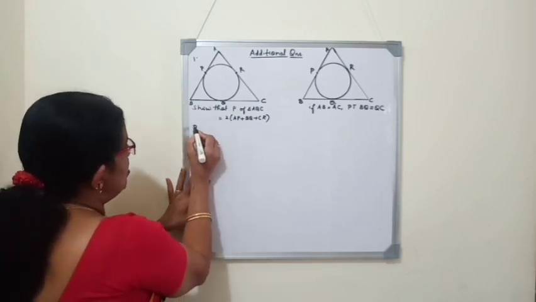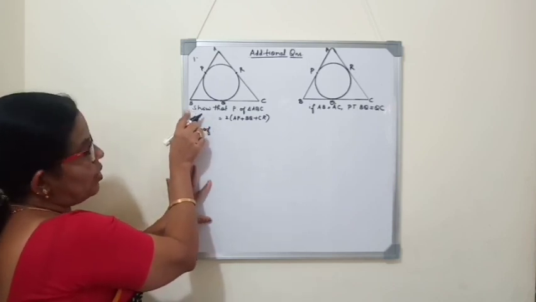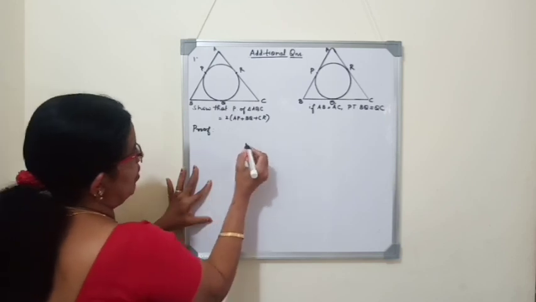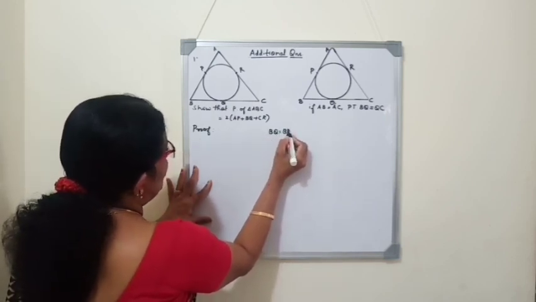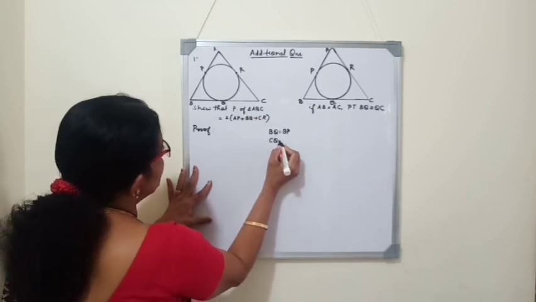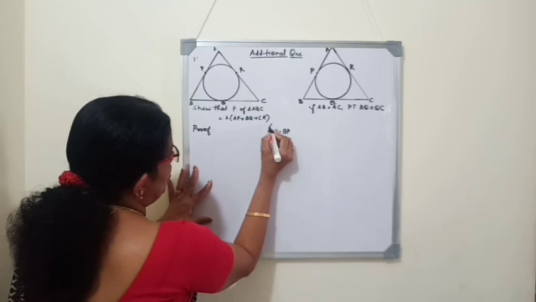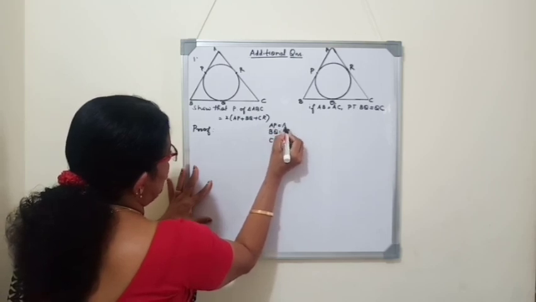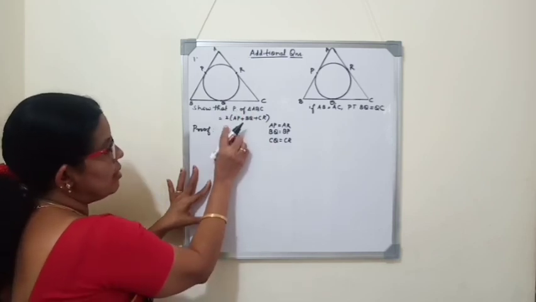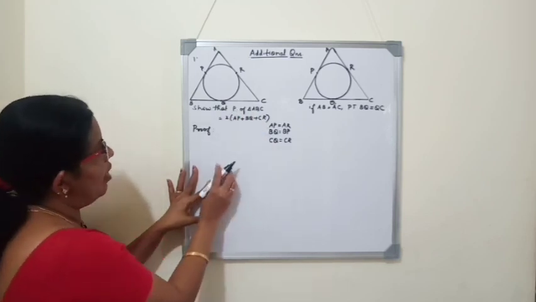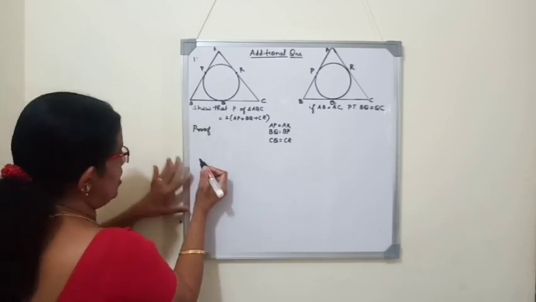B is an external point. So, what can we write? BP equals BQ. Write this side. BQ equals BP. Same way, CQ equals CR. And AP equals AR. We wanted to prove that the perimeter of triangle ABC equals twice AP plus BQ plus CR. You know what is meant by perimeter? Perimeter means the sum of all the sides.